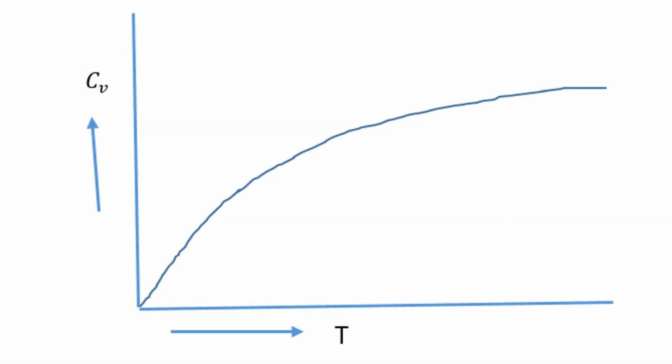If we plot Cv versus T, with T on the x-axis and Cv on the y-axis, when T tends to 0, the Cv value is very low, and with increasing temperature this Cv value also increases, and at high temperature this value becomes 3R. At very low temperature, that is T tends to 0, Cv is equal to A T cube. This is the plot for Cv versus T.